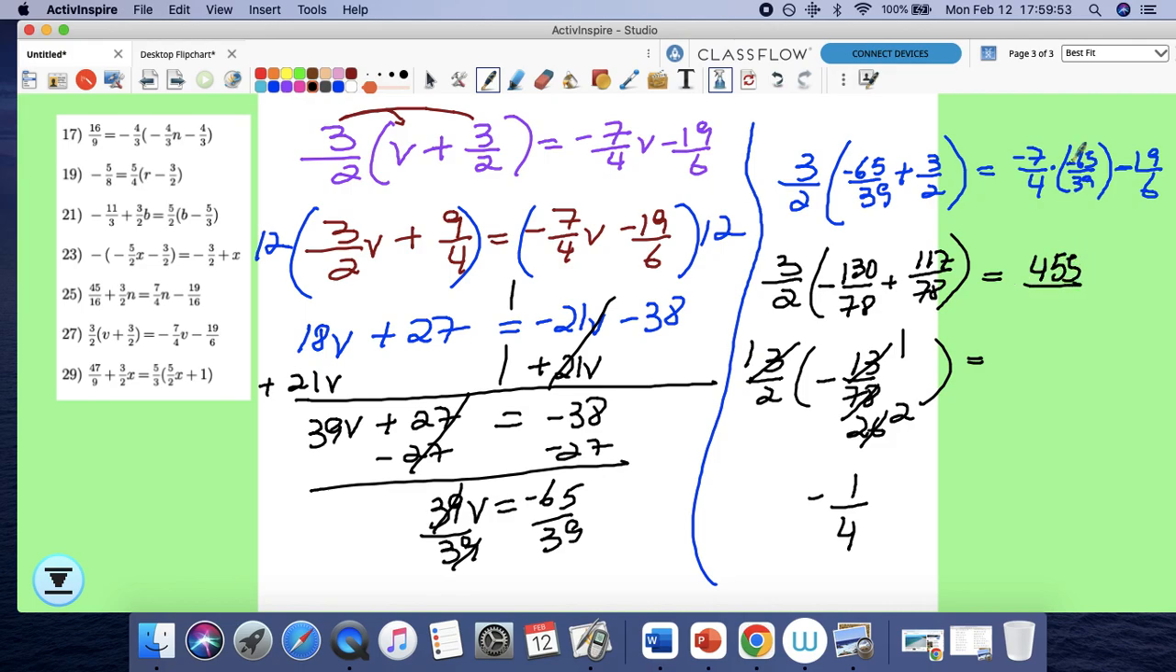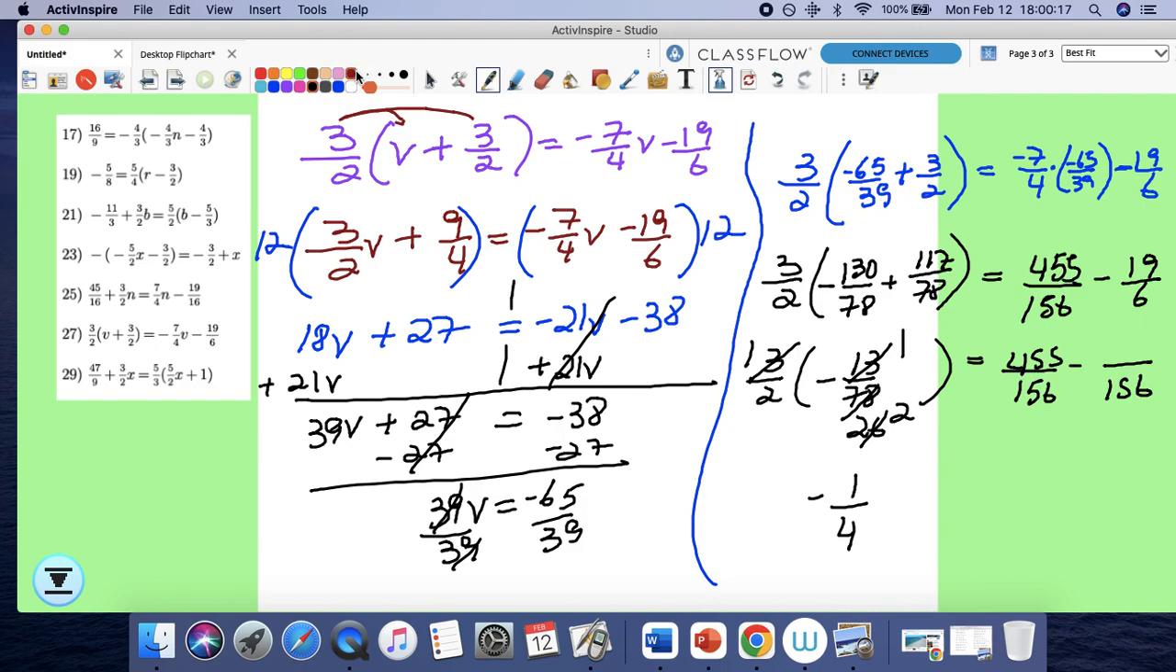And then 4 times 39 is 156. But positive, right? Because negative and negative is positive. Minus 19 over 6. But the LCM is indeed 156. I'm going to leave the first fraction alone, but I'm going to change the second fraction to 156. So how did the 6 become 156?